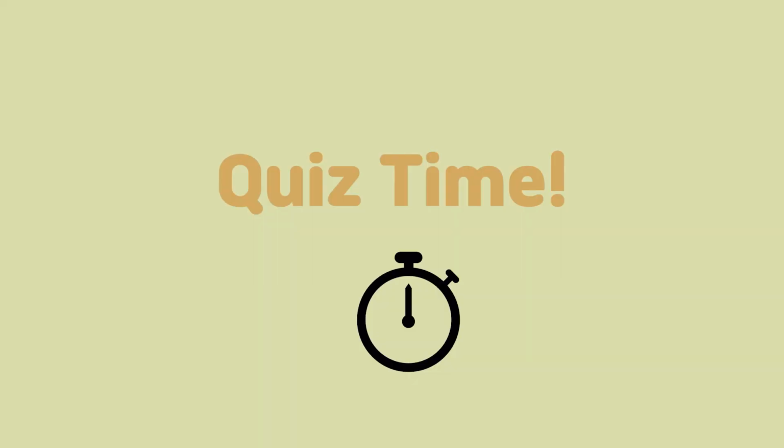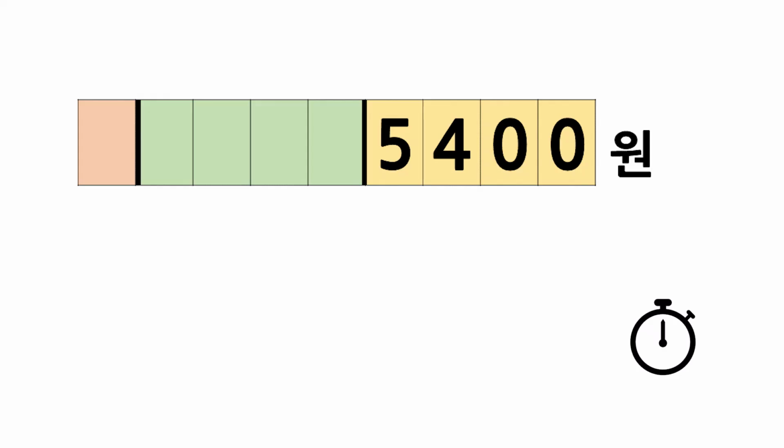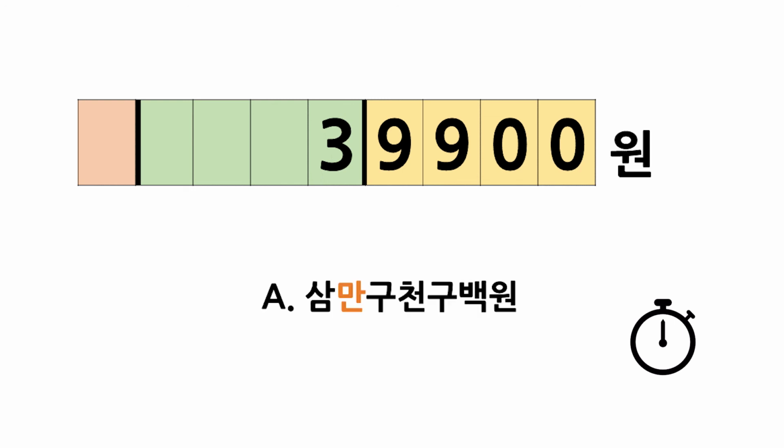Well done, guys. Now it's time for you to do a small quiz before we finish today's lesson. I will give you 5 seconds to read the numbers of each questions. So the first one. Good. 5,400원. How about this one? 39,900원. Please remember that you read 3 first and then put 만 and then read the rest of numbers.